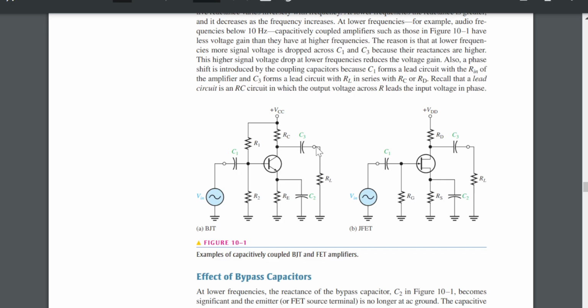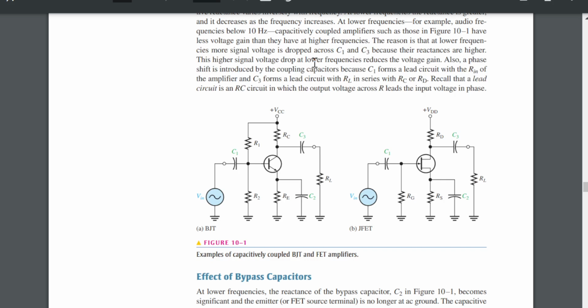Now you can see there is another capacitor, C3, which also acts as a coupling capacitor. It makes a lead circuit with RL, which is in series with this RC. So this is all about coupling.